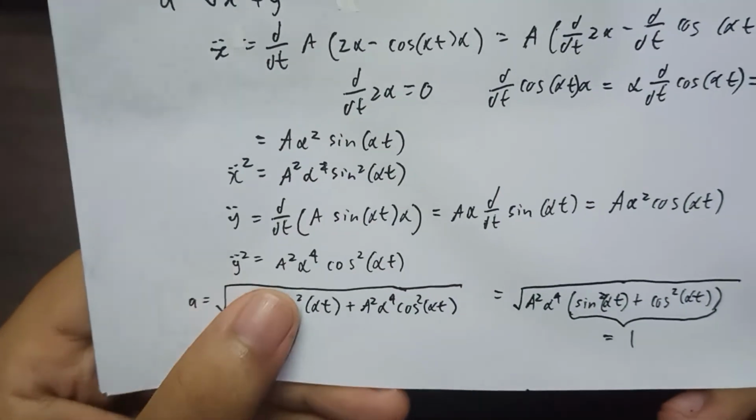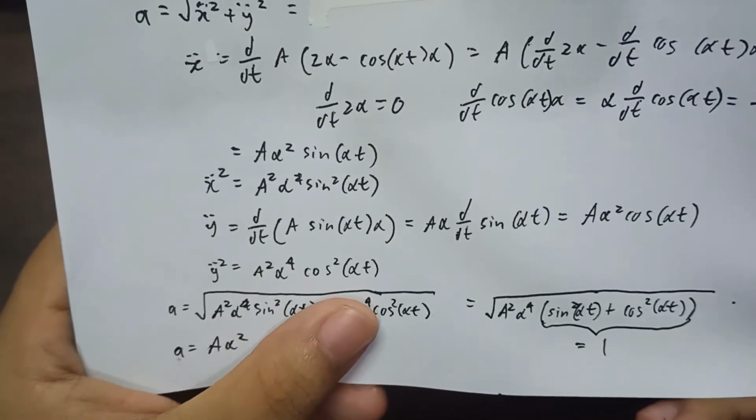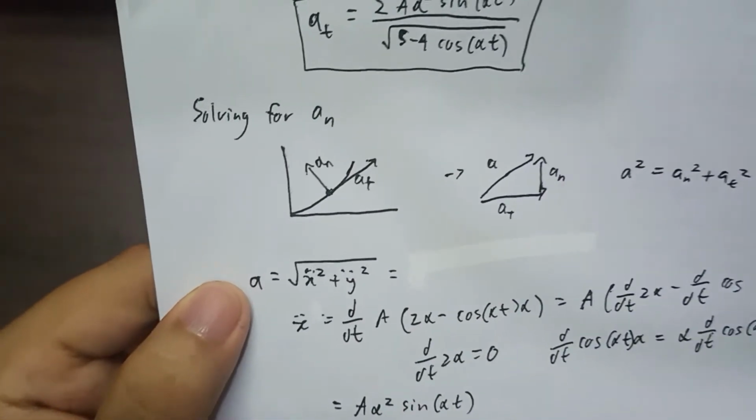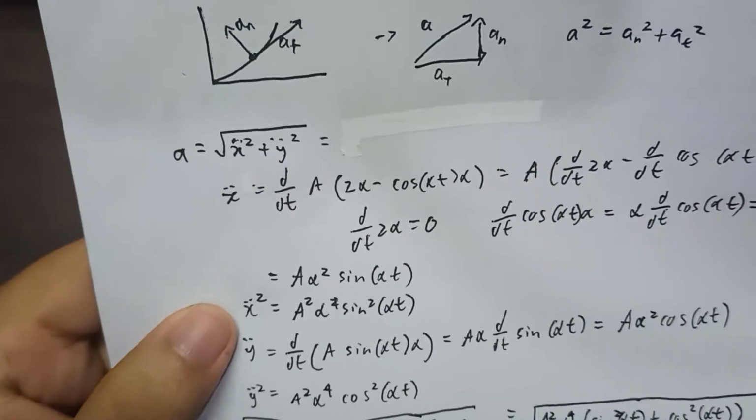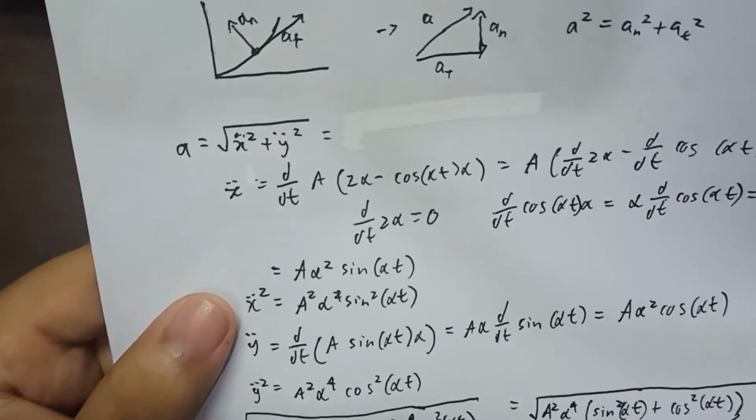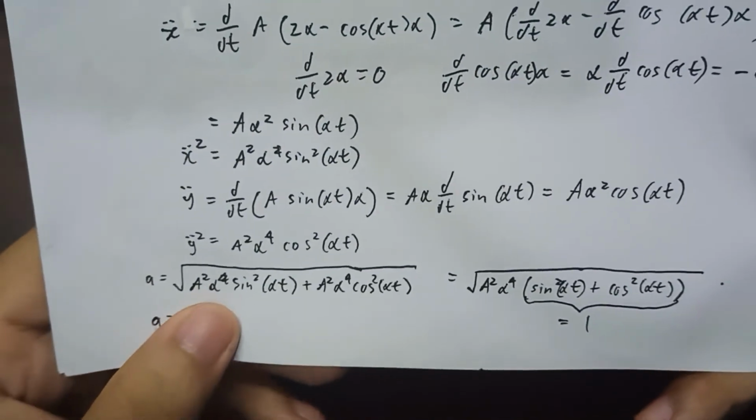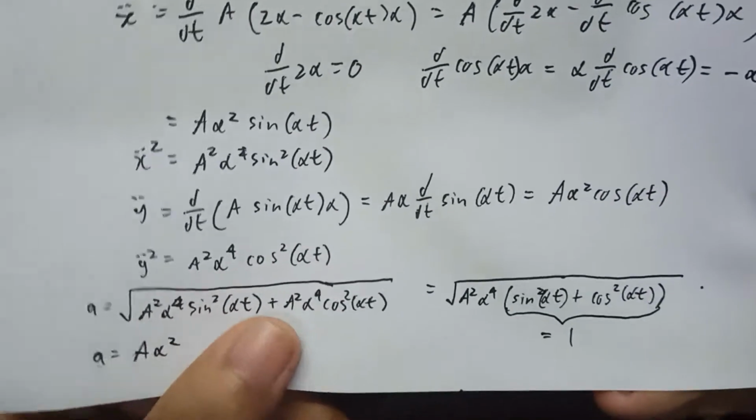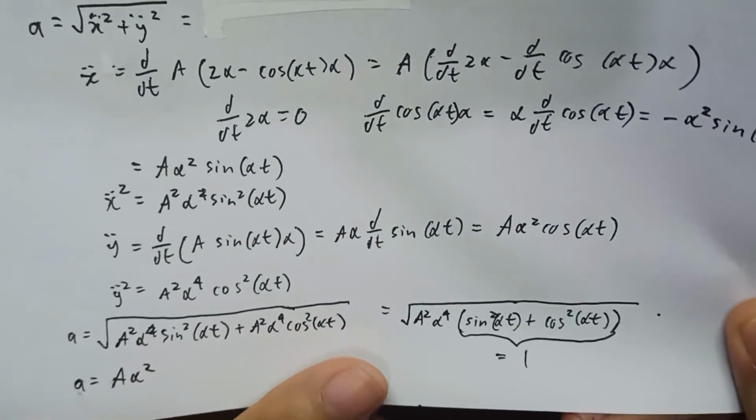And we square that, we get a squared alpha raised to the fourth cosine squared of alpha t. And now, to get the acceleration, we take the square root of the sum of the squares of the second derivatives of x and y. So we get the square root of a squared alpha raised to the fourth sine squared of alpha t plus a squared alpha raised to the fourth cosine squared of alpha t.